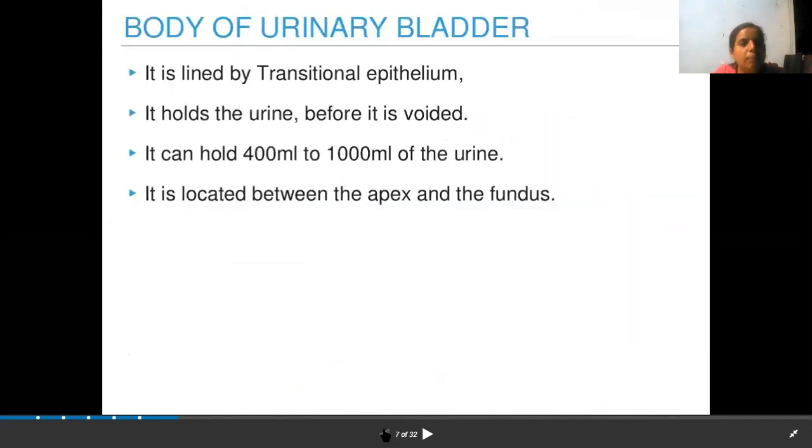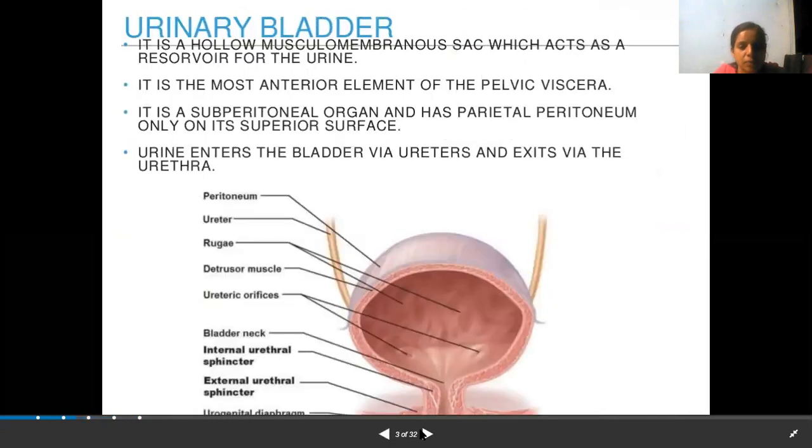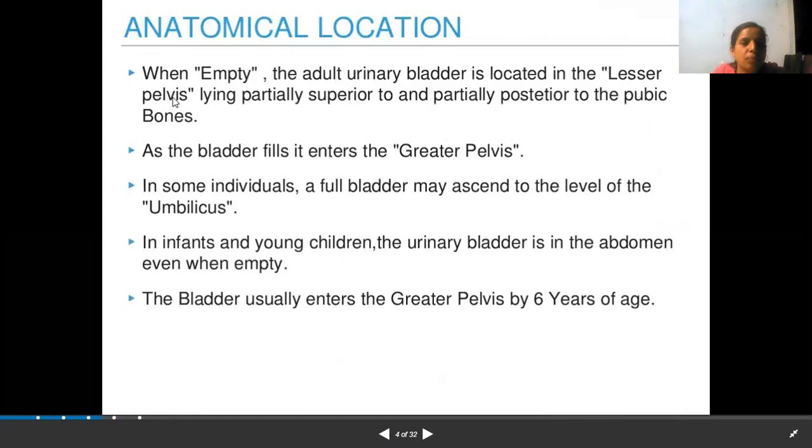Okay. Now see here. So this slide we have finished. So, anatomical location. Where is this urinary bladder located in the pelvic cavity? That special area is called the lesser pelvis. Behind which bone? You can tell more specifically, behind the pubic symphysis.